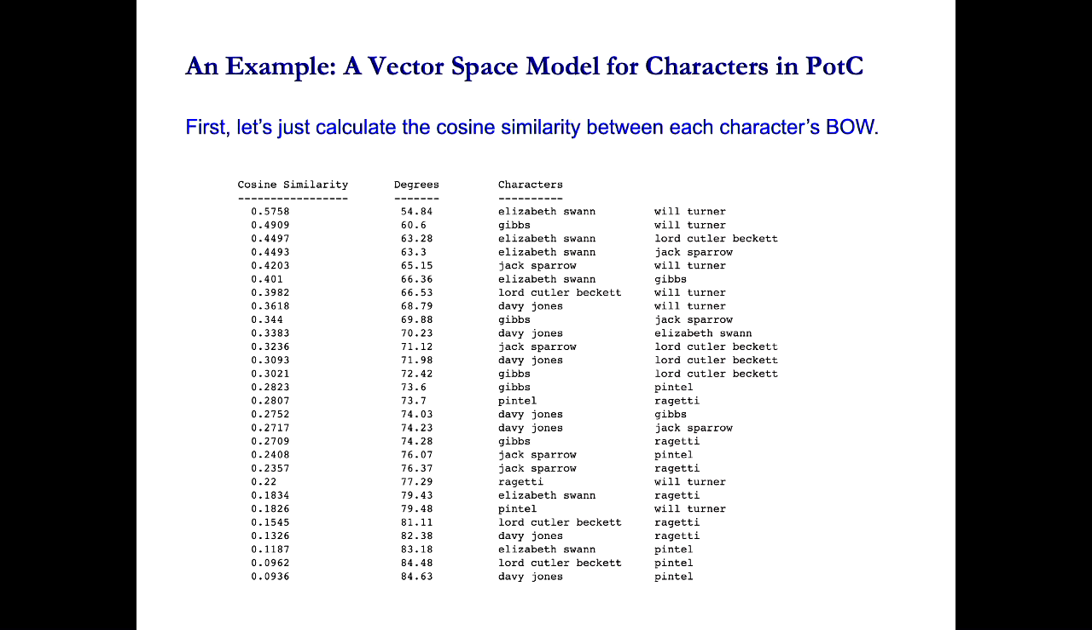And here I calculated the cosine similarity between every pair of these eight. Now remember, higher cosine similarity means that they're more similar. Low cosine similarity says they're very different, or they're unrelated. So Davy Jones and Pintel, although they're both pirates, one of them says arg, and the other one says ha, and they say different things. So they're not very related because their vocabularies aren't very similar. But apparently Will Turner and Elizabeth Swann, I think they're the love interest in it, they have a fair amount of similarity. And then somewhere in between, you know, Jack Sparrow and Lord Cutler, sort of fair to middling.